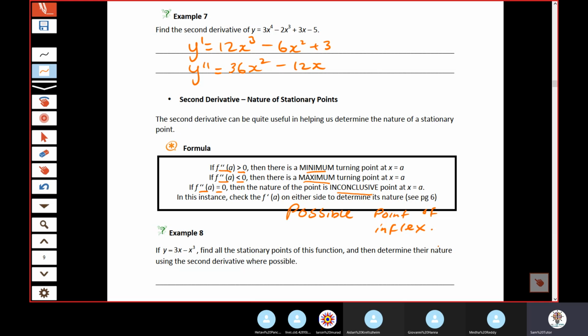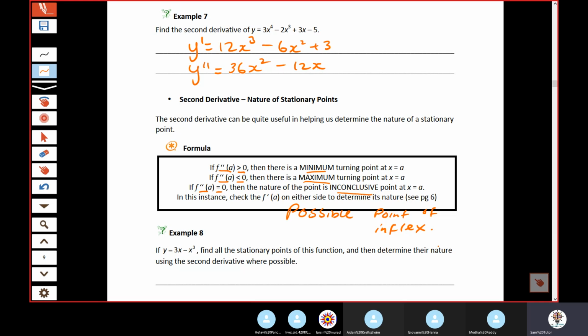This is where it gets confusing, because everyone starts mixing up their increasing words with their minimums and maximums. So let's say it again. When is something increasing? When y dash is greater than 0.